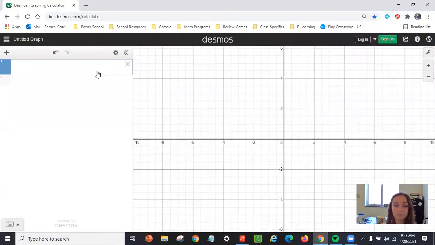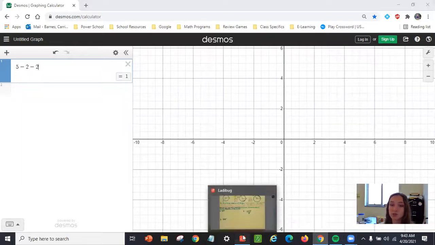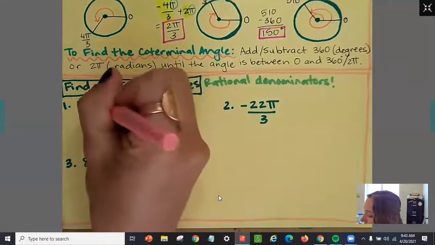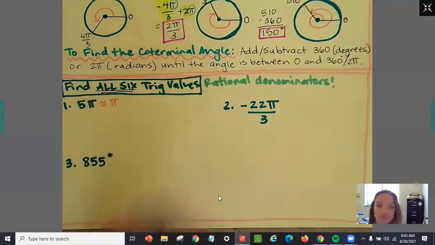So instead of 5 pi, since that's going to make it irrational, we're going to do 5 minus 2. That's going to give us 3. That's still not between 0 and 2. So we're going to subtract 2 again, and that will give us 1. This is going to be equal to 1 pi, which is also just pi. Okay, so let's just write this out first. This is equivalent to pi.